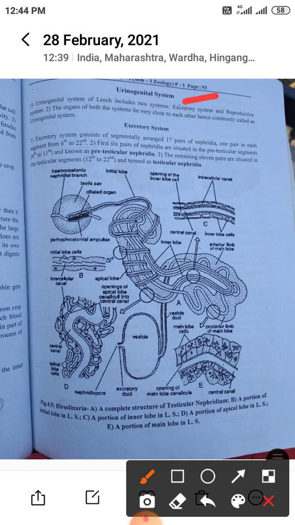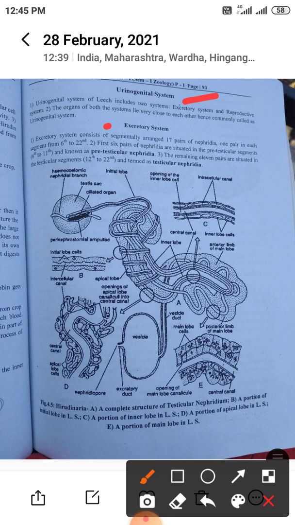First, the excretory system. The excretory system consists of segmentally arranged 17 pairs of nephridia. Nephridia are tube-like arrangements which help with excretion. So the excretory system consists of segmentally arranged 17 pairs of nephridia, one pair in each segment from 6 to 22.